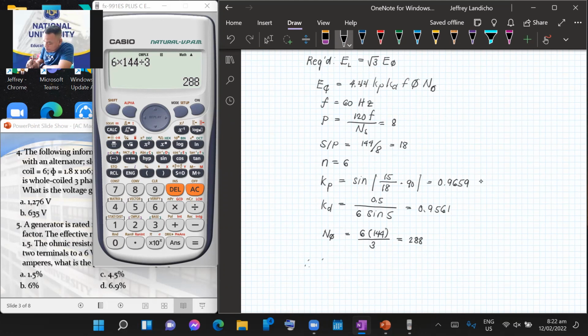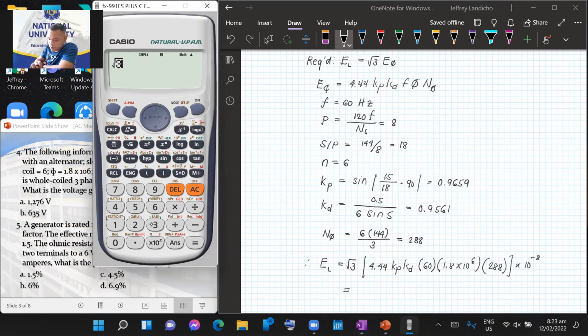So, therefore, para straight tayo, the generated voltage line to line, since Y connected, is square root of 3 multiplied by E per phase. E per phase, 4.44 RMS value. Ikaw na bahala mag-input ng KP, KD. Frequency is 60. The given flux is 1.8 times 10 raised to 6. Turns per phase, 288. Now, since the given flux is in Maxwell, you have to convert it into Weber, kaya I have the multiplier of 10 raised to negative 8. So, this should be the answer na hinahanap sa ating problem.